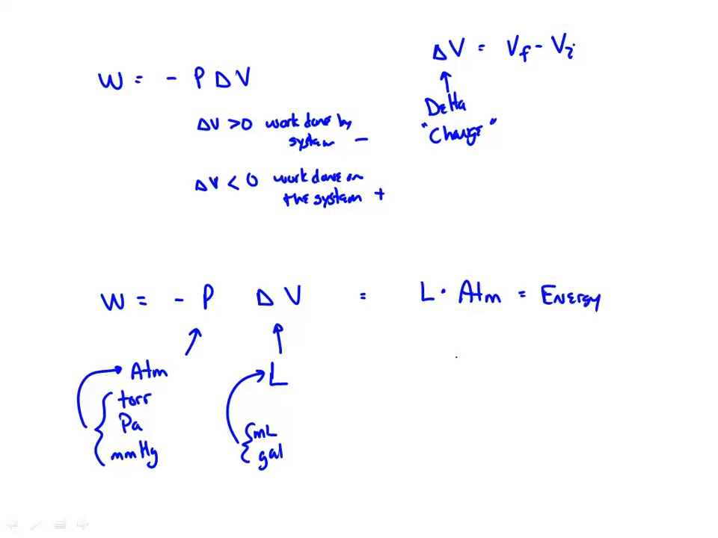Therefore, we have to have a conversion factor for that, and it turns out that 1 liter atmosphere is equal to 101.3 joules. So keep that one in the back of your mind.